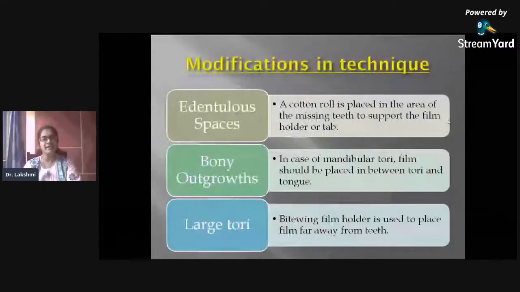Okay. So modifications in the technique: patients who need modification from the regular bitewing technique fall into three different categories: edentulous spaces, bony outgrowths, and large tori or the torus. So what happens when there is an edentulous space? A cotton roll is placed in the area of the missing teeth to support the film holder or tab. Bony outgrowths: in case of mandibular tori, the film should be placed in between the tori and the tongue. In case of large tori, where there is no place, a bitewing film holder is used to place the film far away from the teeth. It can cause a little patient discomfort also.